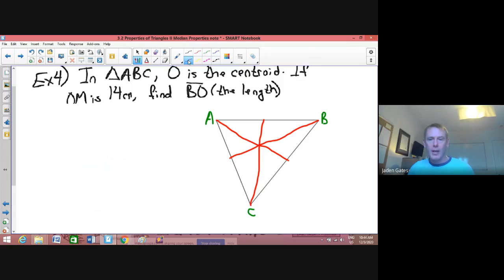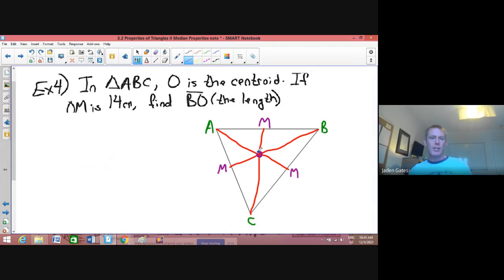So again, here's an M, that's a midpoint. Here's an M, that's a midpoint. Here's an M, that's a midpoint. And there's my O right there. Now all I'm doing here is drawing in the numbers. It says if O to M, so the centroid to M, okay, which one? Because there's three of them. But we're looking for B to O. So essentially I'm focused on the blue line here. Now, it says that O to M here is 14.